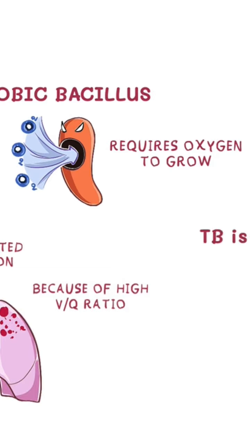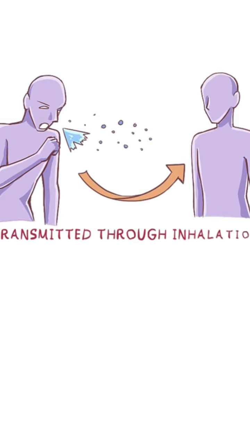Secondly, it's a facultative intracellular organism. This means they can live inside other cells when they need to. And one thing you need to always remember is that TB infects macrophages. TB is transmitted through inhalation, and that is how it gains access to your lungs. Most patients do not develop an active TB infection. Usually it either clears up or remains latent.